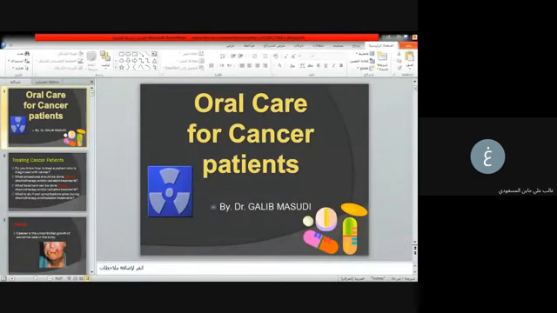In children, development of the teeth can be adversely affected by radiation and intensive chemotherapy.